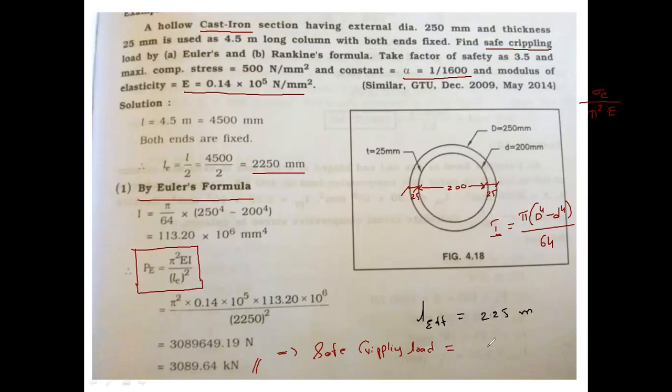Safe crippling load is equal to P by factor of safety. 3089.64 by what is the factor of safety given? 3.5. Answer cheppandi amma. 3089.64 by 3.5 enta?